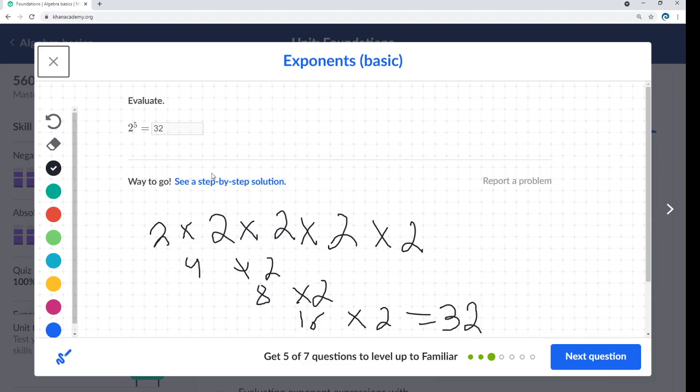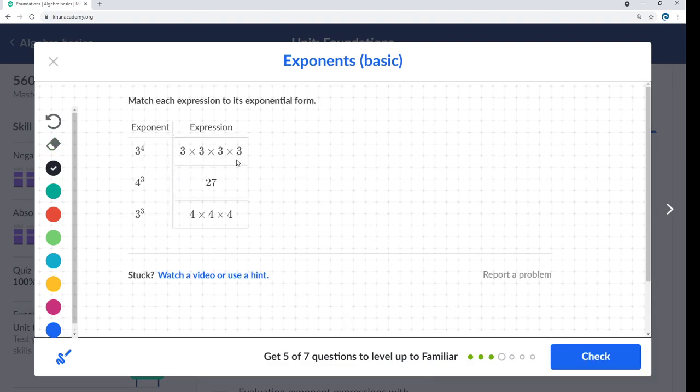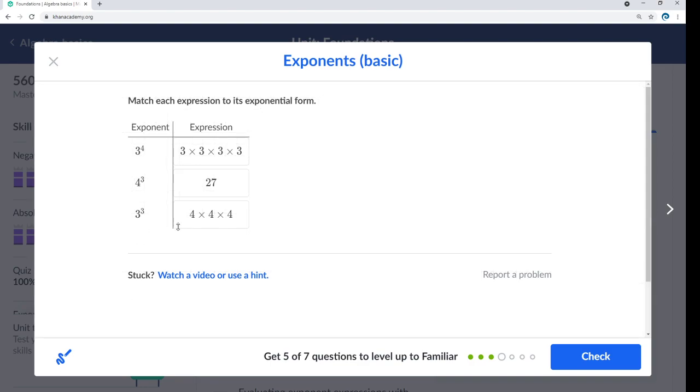Bam. There's your basic exponents. Right there. It even has a little... Oh, cool. You can just select... That's neat. Okay. How do I hide the squigglies?